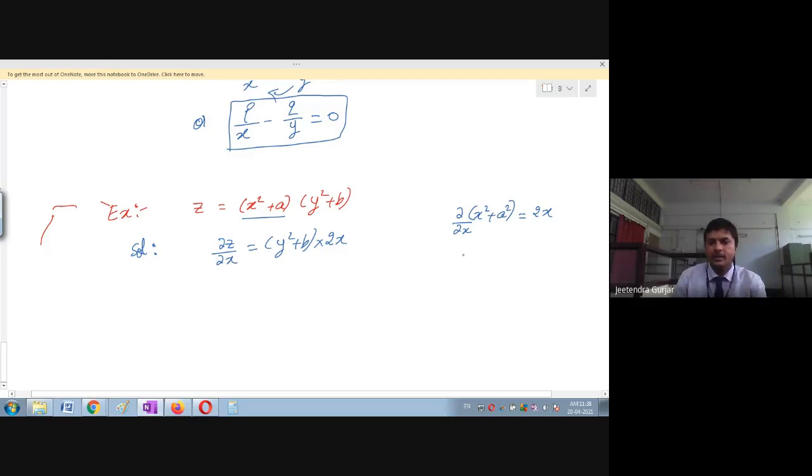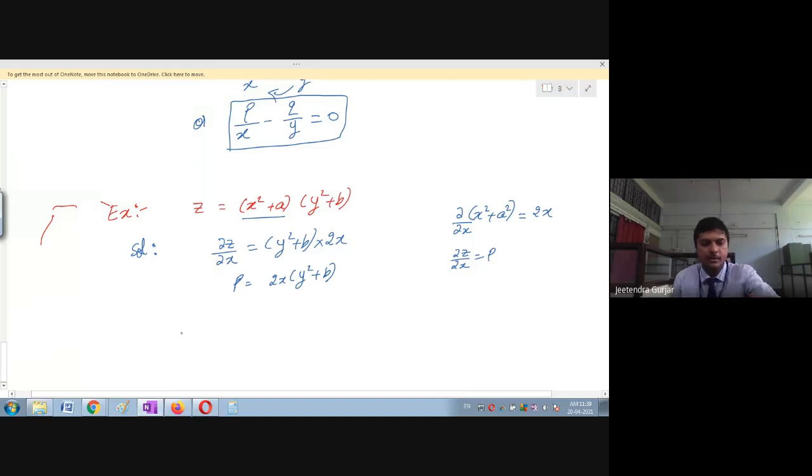Okay, so now see, if you have any doubt, please ask me. I will modify this. I know the term dou z upon dou x is equal to p. So I'll write here p is equal to 2x into y square plus b. Yes, any doubt, please ask me. Okay, within 2 steps we got the answer.